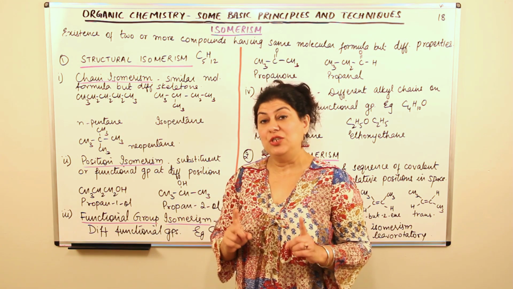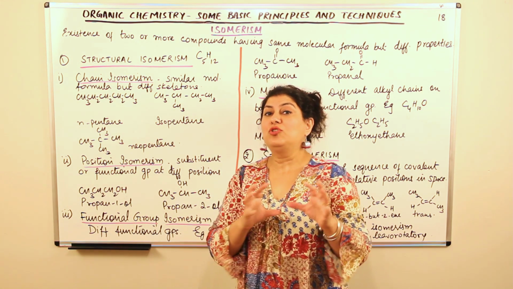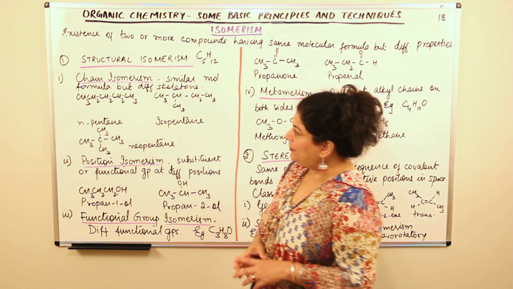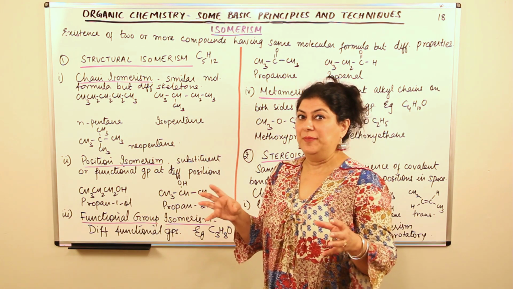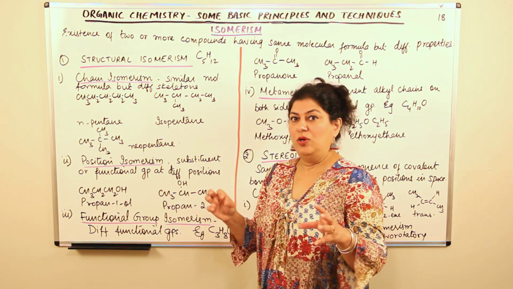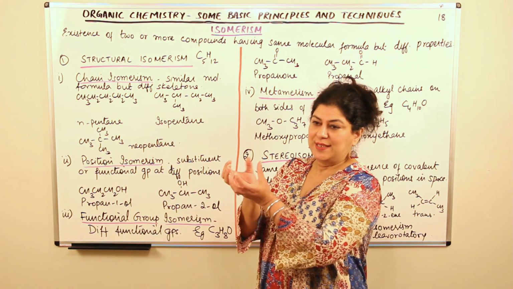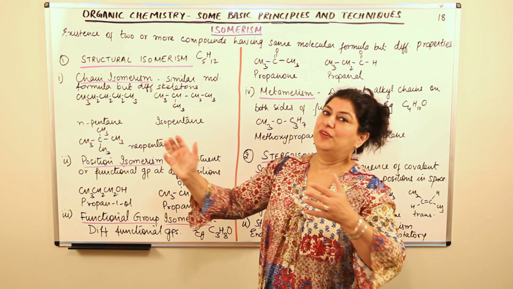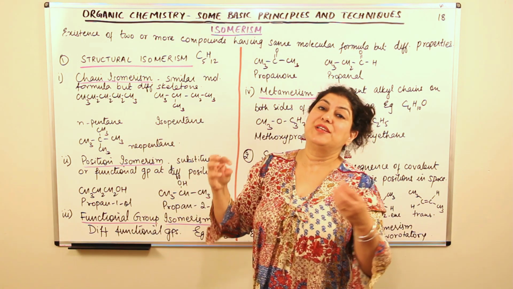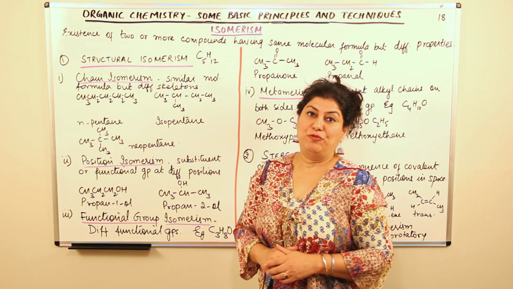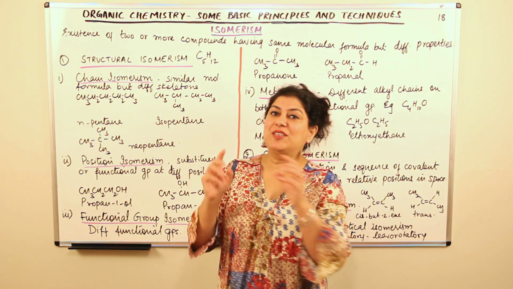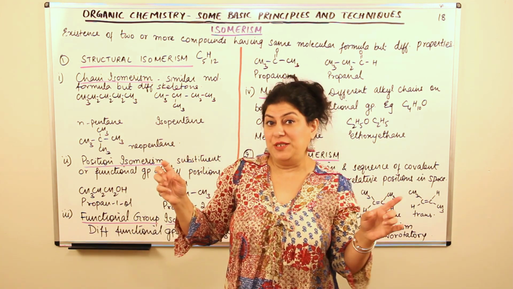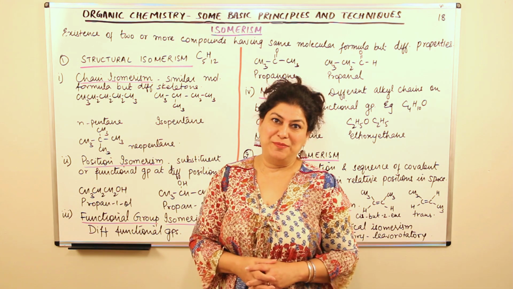I told you that the properties of hydrocarbons really depend mostly on their structure, and that is why their structure is so important. So this phenomenon, that you have a substance which has a certain molecular formula, but due to the difference in the arrangement of the atoms in the molecules, you get different compounds having the same molecular formula. Such compounds which have the same molecular formula and only differ in their structure and therefore their properties are known as isomers.